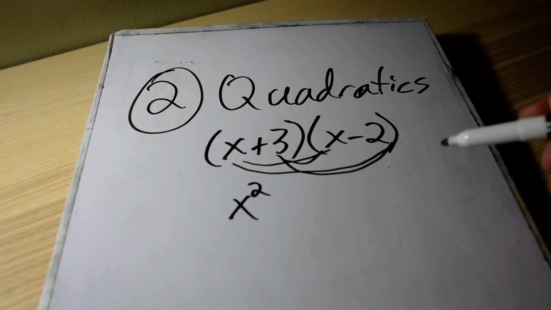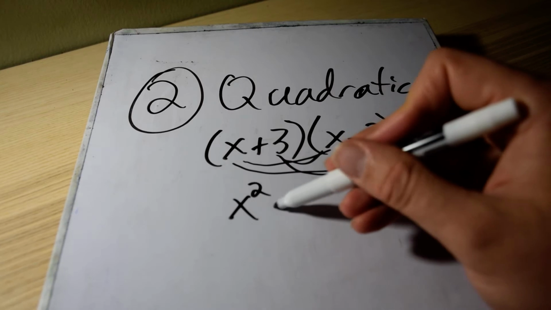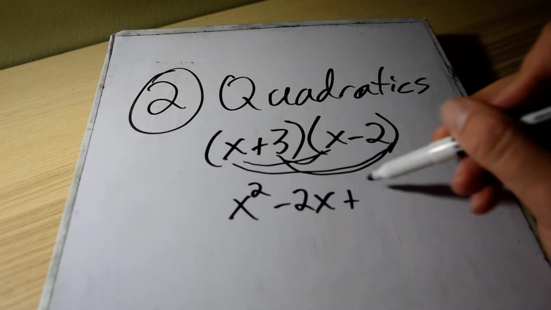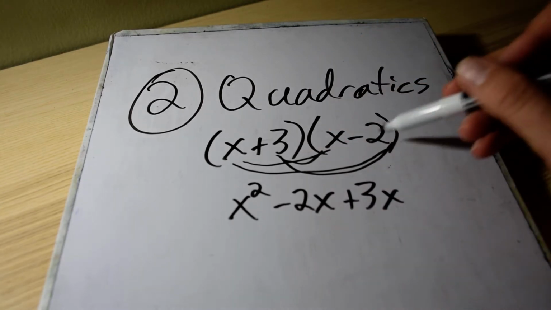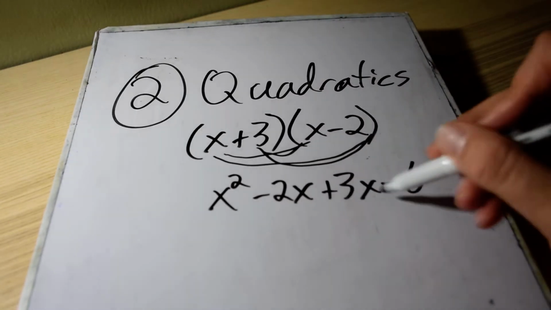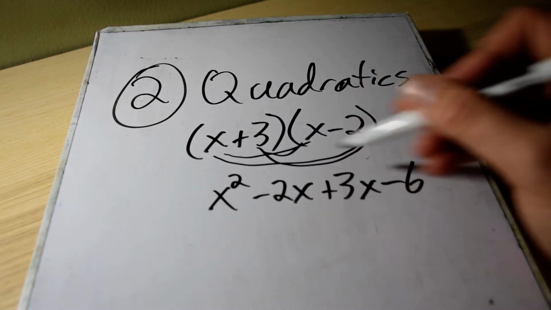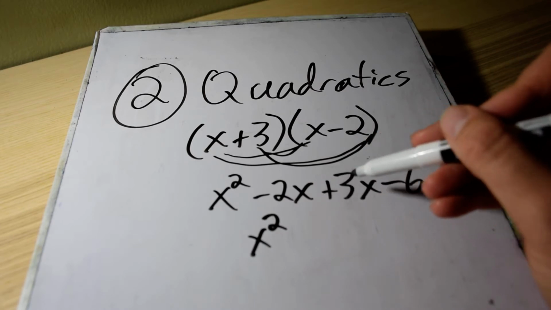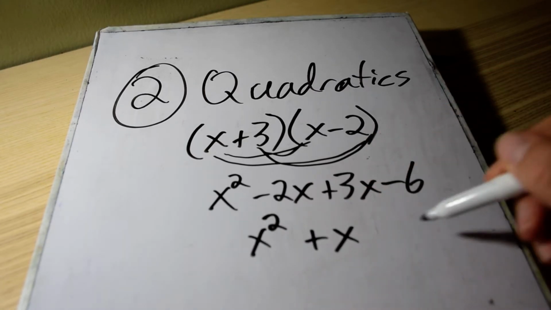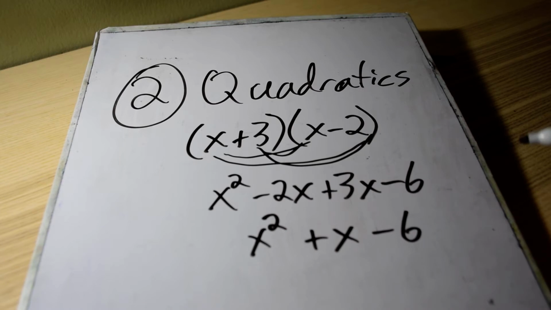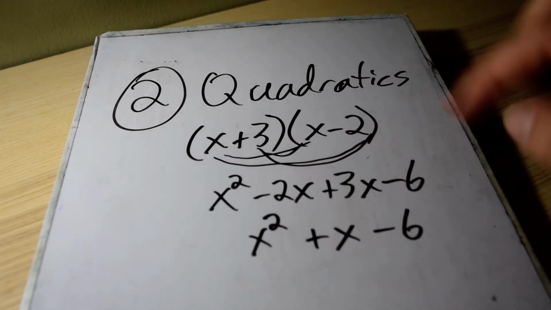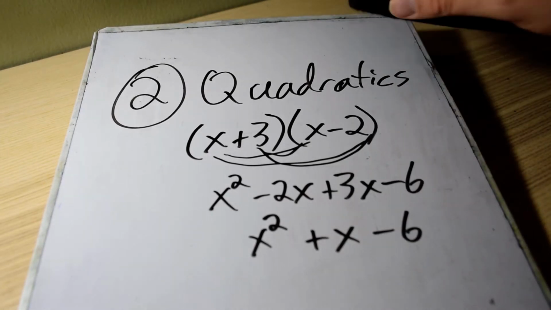So x times x is x squared. x times minus 2 is minus 2x. 3 times x is plus 3x. And 3 times negative 2 is minus 6. Watch out for those minus signs. Now those two things come together, and we're left with x squared minus 2x plus 3x. Well, that just gives us 1x minus 6. So that distributive property should give you 4 terms, and those middle 2 should come down into 1. So that's the second question that you're going to see.